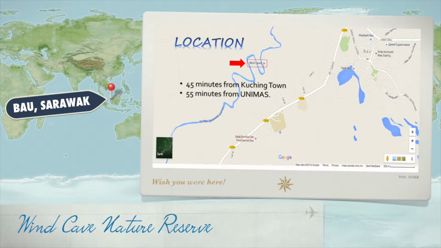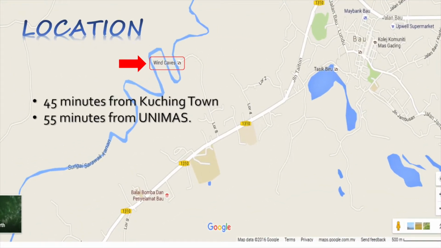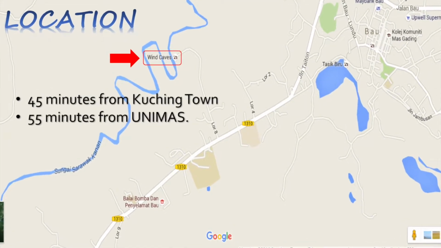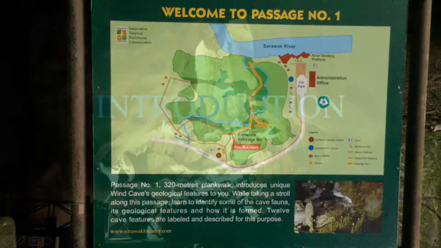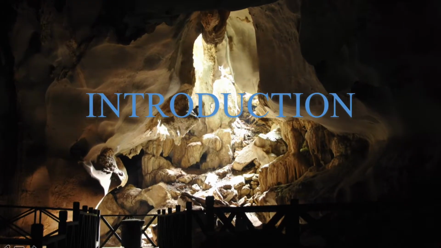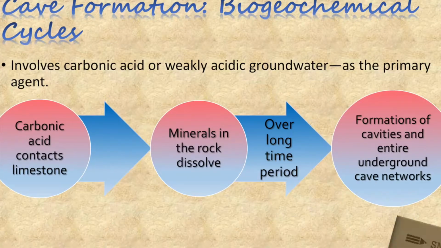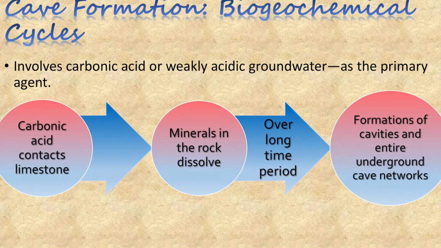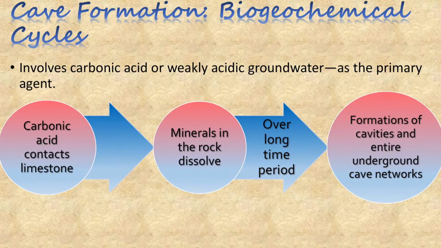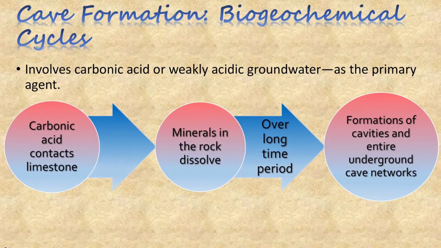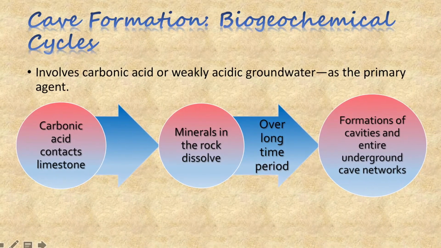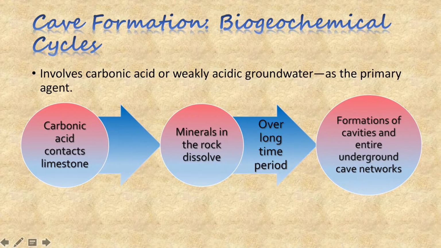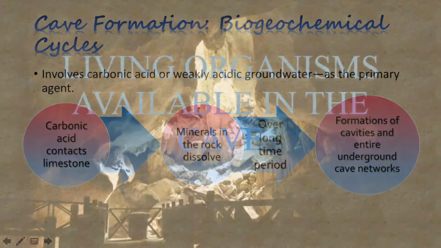Wind Cave is located at Sarawak, which is approximately 45 minutes journey from Kuching town and 55 minutes from Unimas. Formation of cave can be explained through the biogeochemical cycle. First, the carbonic acid will contact with limestone and the minerals in the rock dissolve. Over a long period of time, it will lead to the formation of cavities and entire underground cave networks.